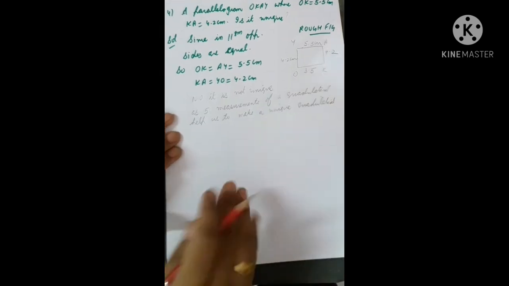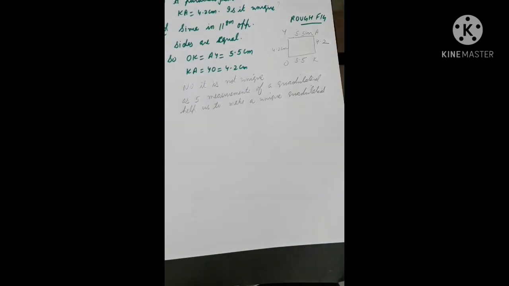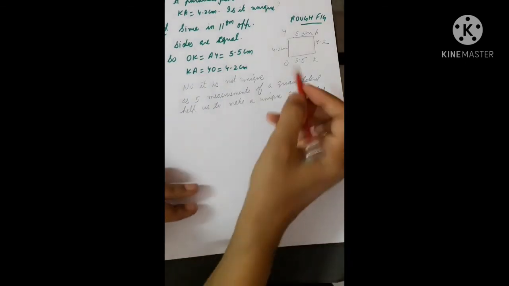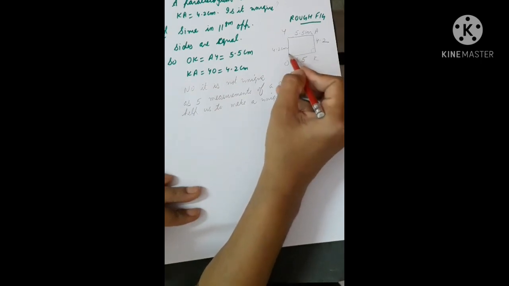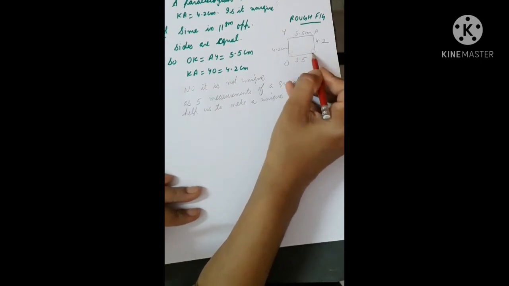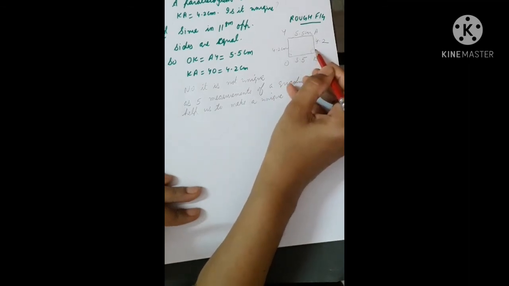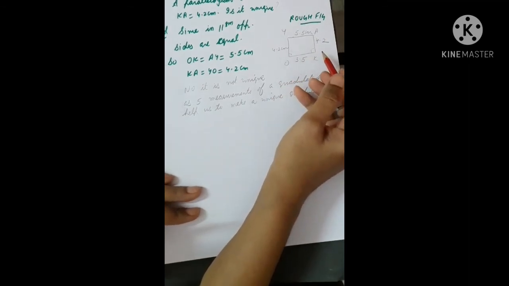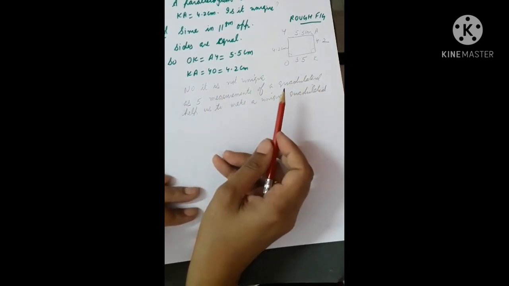Now, if you want to construct this quadrilateral, construction will be done, but it will not be a unique quadrilateral. Some of you can take this angle as 90 degree, angle O and angle K. Somebody will take it as 60 degree and 120 degree. Somebody will take 75 degree and 105 degree. So it will not be a unique parallelogram, because for a unique parallelogram, we need at least 5 measurements.